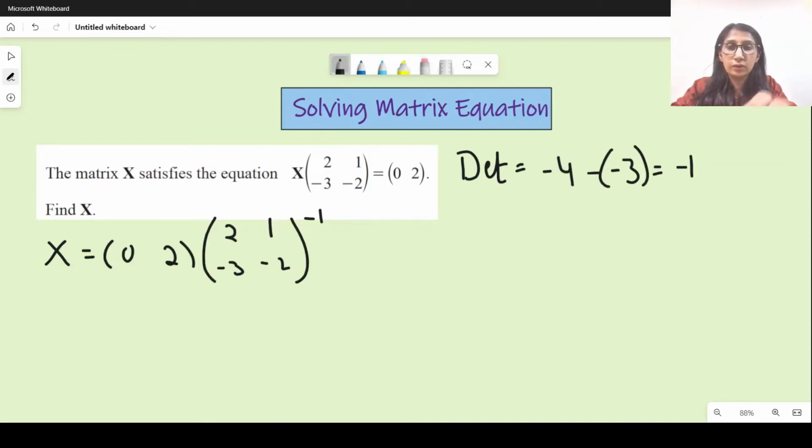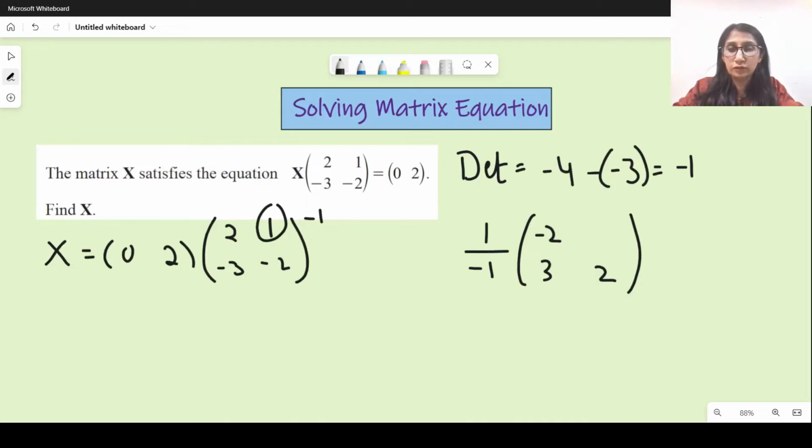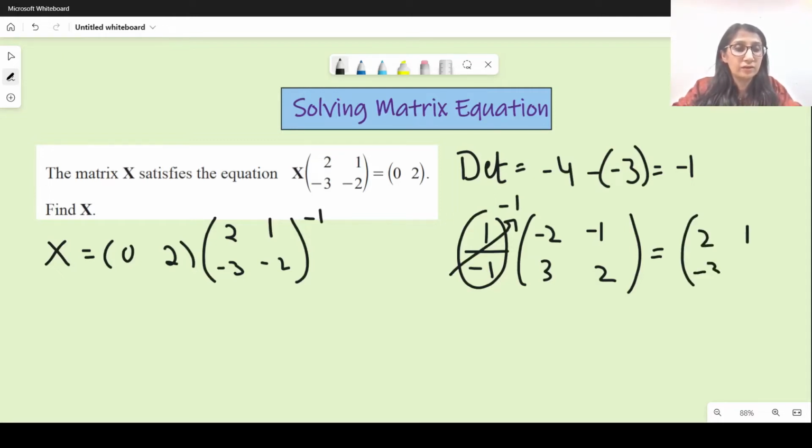So the inverse becomes 1 over, you have to write the determinant in the denominator, and then you swap the places of these two. So we have -2 here and 2 here, and then you change the sign of this, so that becomes a 3, and you also change the sign of this, so that becomes a -1. So now the complete inverse would be, this is just -1, 1 divided by -1 is just -1. So I'm going to multiply -1 with all of these entries. And that's just the inverse of 2, 1, -3, -2.